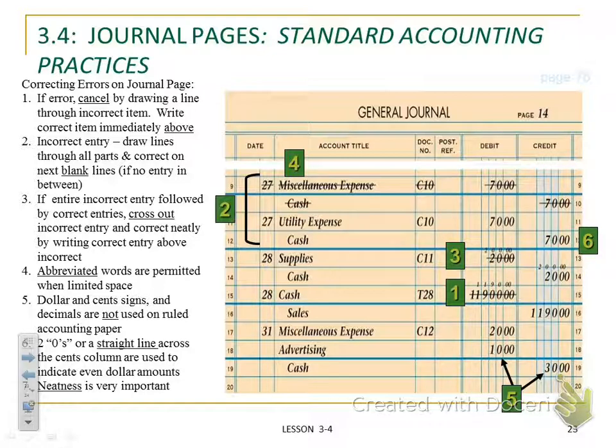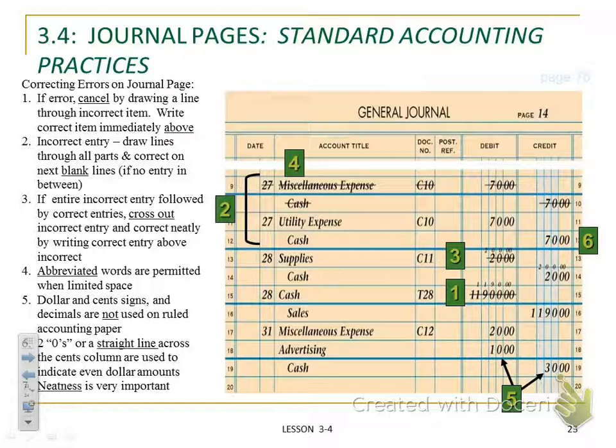Second type of mistake, there's an incorrect entry. So in this particular case, we wrote miscellaneous expense, and it should have been on the 27th a utility expense. So in this case, if there has been no entry between the error entry and the new entry, we would just cross out with a single line the incorrect entry and then rewrite the correct entry below it.